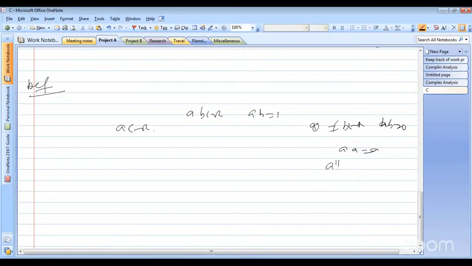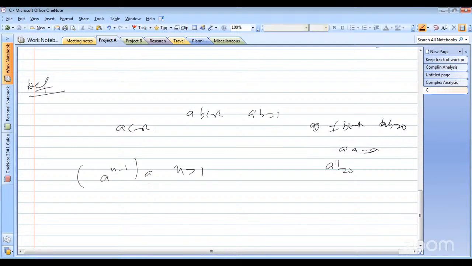A is said to be nilpotent if A power n is equal to 0 for some positive integer n. Here, A power n is defined inductively as A power n minus 1 into A, for n greater than 1. It can be easily verified that the set of units of a ring forms a group under multiplication.